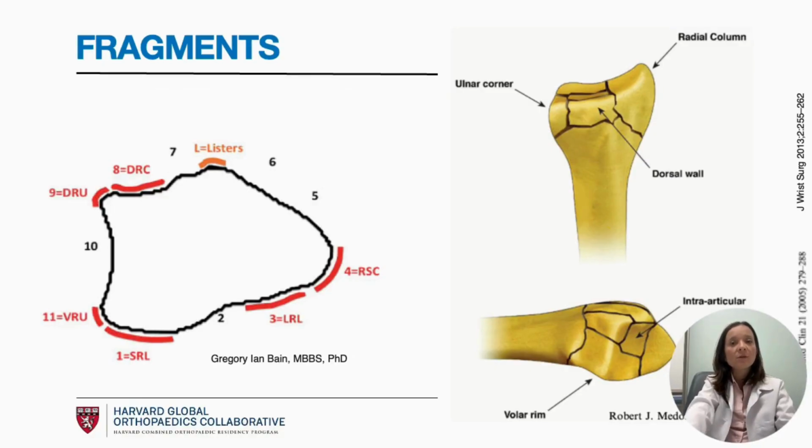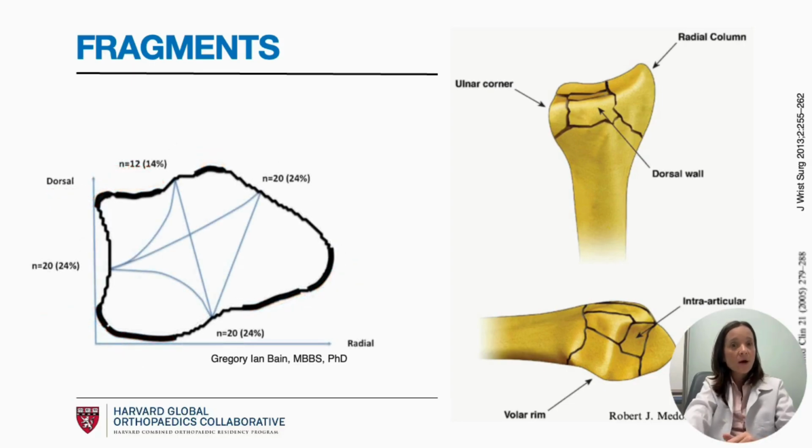Fracture lines follow paths in between ligament insertions, and although high-energy distal radius fractures can result in an infinite combination of fracture fragments, there are some more or less predictable fracture patterns and 5 typical articular fragments that have the potential to be reduced and secured to a stable metadiaphyseal segment. These are the volar rim, the dorsal ulnar corner, intra-articular fragments, dorsal wall, and radial column.